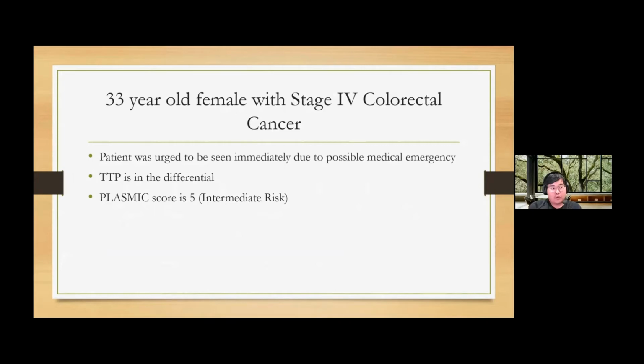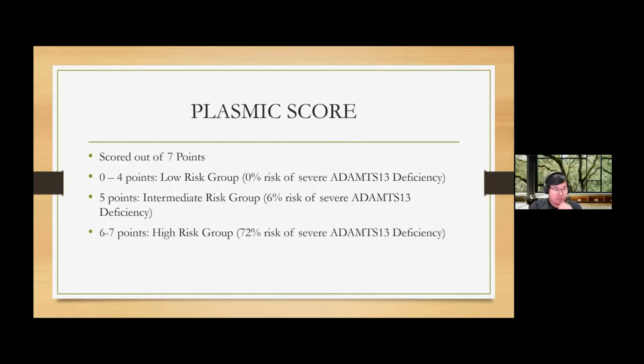How we score TTP is using the PLASMIC score, and she got a score of 5, which is intermediate risk for TTP. I'll just go over the PLASMIC score. It's scored out of 7 points. 0 to 4 is the low risk group, 5 points is intermediate, and 6 to 7 points is high risk, and you can see the percentages for each risk group.